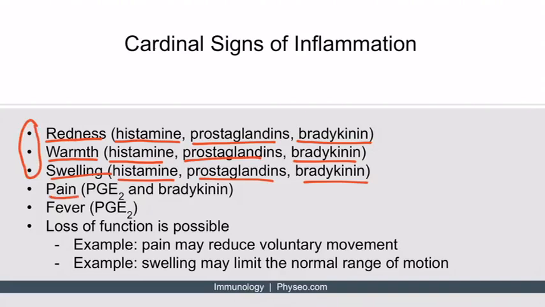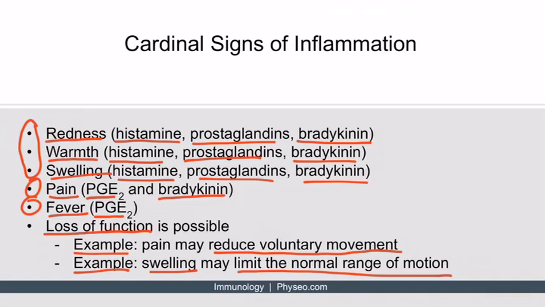In fact, pain is initiated by prostaglandin E2 and bradykinin, because remember, prostaglandin E2 upregulates the nerve ending sensitivity to bradykinin. So there again, prostaglandins and bradykinin. And then fever is mediated by prostaglandin E2, again, a prostaglandin. And the last cardinal sign of inflammation you should know about is loss of function. This doesn't always occur, but it can occur. For example, pain may reduce voluntary movement. So if the patient's in so much pain, they just might not move as much, and that's a loss of function. Another example is the swelling may actually limit the normal range of motion. For example, if somebody's ankle is so swollen, they can't really walk on it as they normally should.